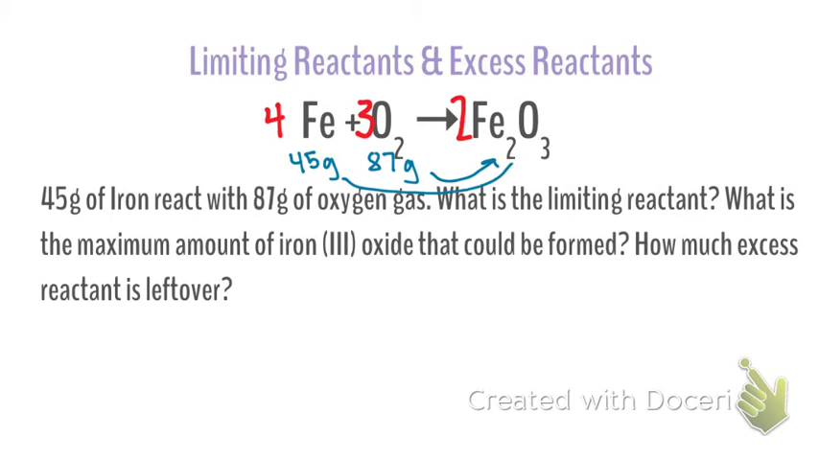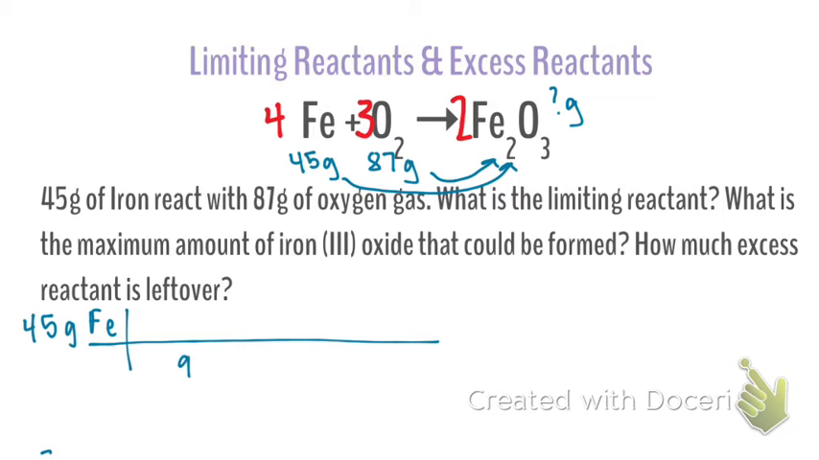So it might be helpful if we draw those arrows that kind of remind us where we're going. It asks me, what's the limiting reactant and what's the maximum amount of iron oxide that can be formed? So we're going to go ahead and take that to grams. How much excess reactant is left over? We'll save that for a second. So let's do what we know so far, and we're going to find out our limiting reactant. We're going to start with 45 grams of iron. I'm going to let you work through these T-charts because I think you know what you're doing there. And we'll check at the end.